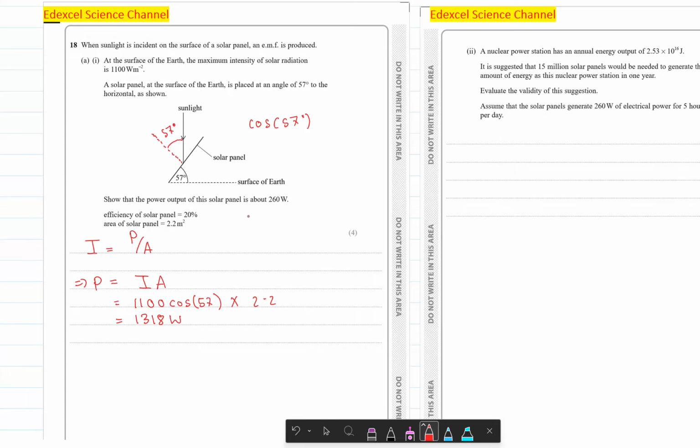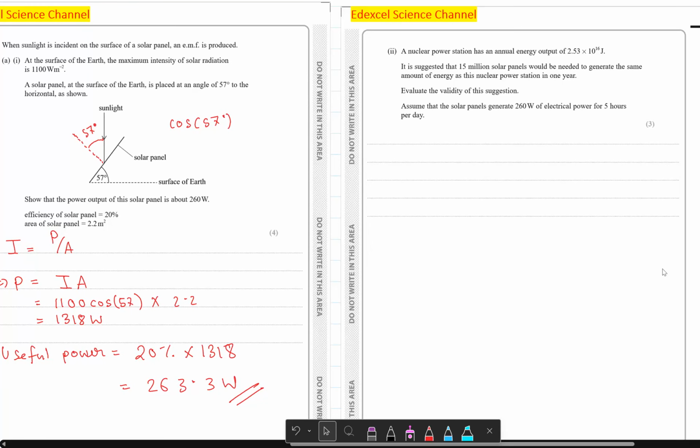And that is going to give us 1318 watts. However, the solar panel also has an efficiency of 20%. So 80% of this energy is going to the surroundings as heat, I suppose. So useful power is basically 20% of 1318. So you just plug it into your calculator and you will get 263.3 watts. And that is basically the same as this.